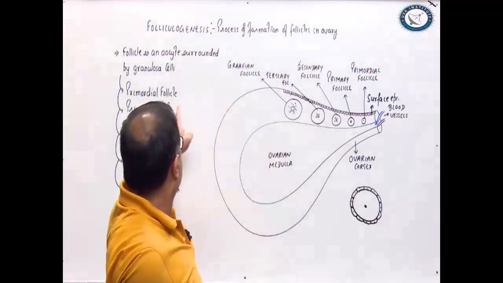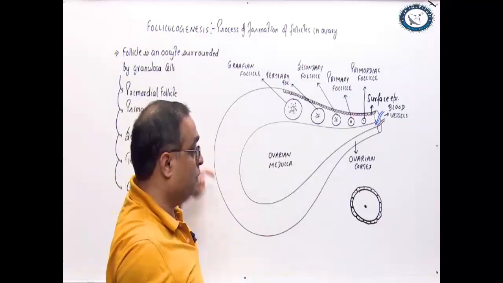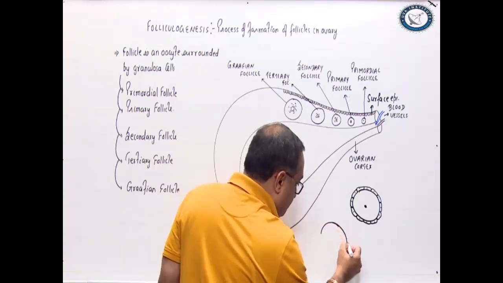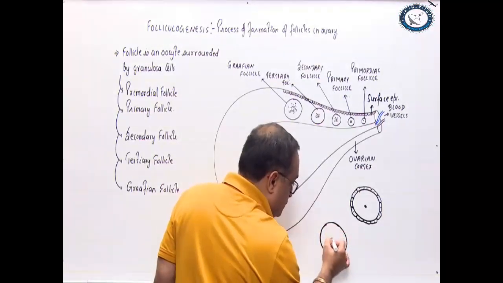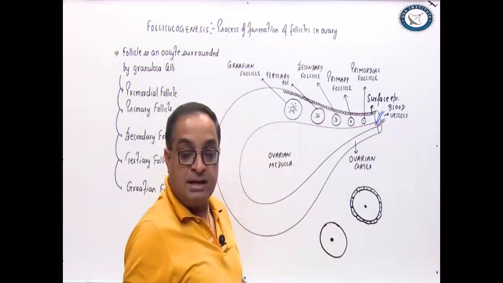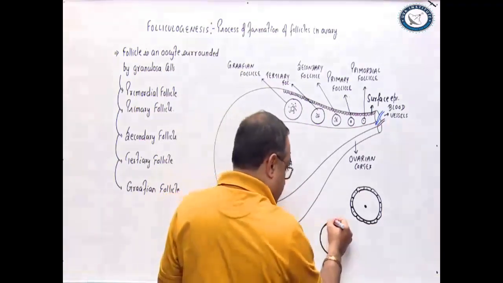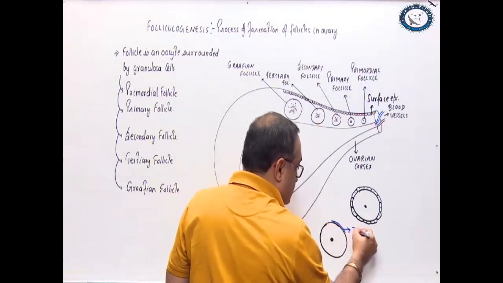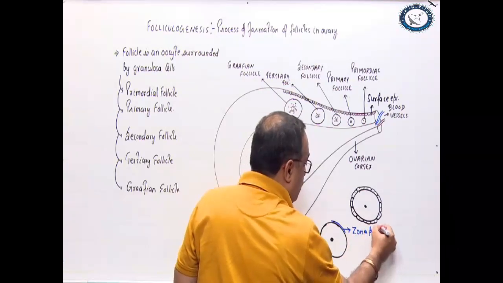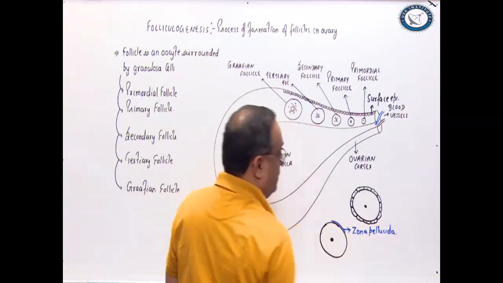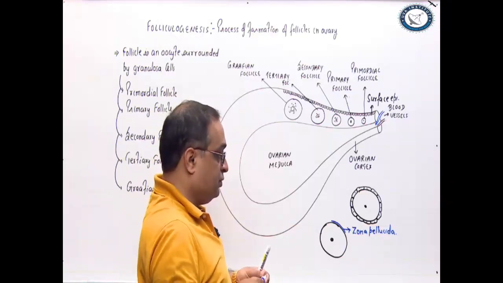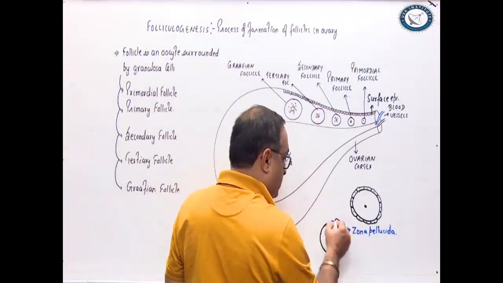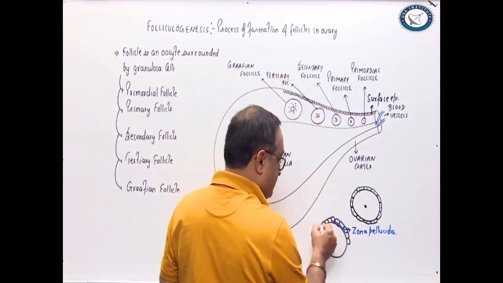The next developmental stage is primary follicle. What's a primary follicle? See, a primary follicle is the one in which formation of zona pellucida layer has started. I am showing zona pellucida with another color. This layer is zona pellucida, a glycoproteinaceous layer. It's made up of glycoproteins. The formation of the zona pellucida starts and it is surrounded by cuboidal epithelial cells.